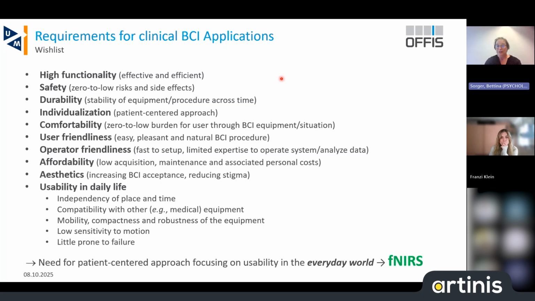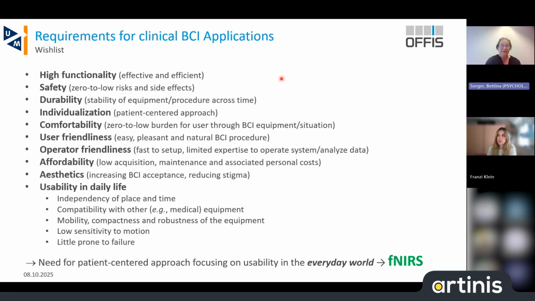It should be durable, so the equipment should be stable. Also, the procedure should work across time. Then it should leave us room for individualization, so to be able to follow a patient-centered approach. One thing which is also important if something gets regularly applied is the comfortability. So the BCI equipment or situation should not be a burden for the user. Generally, the procedure should be user-friendly.